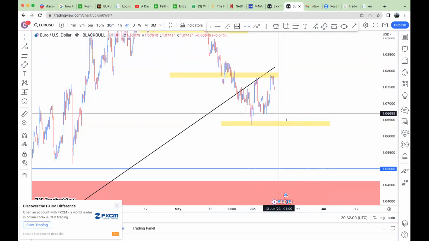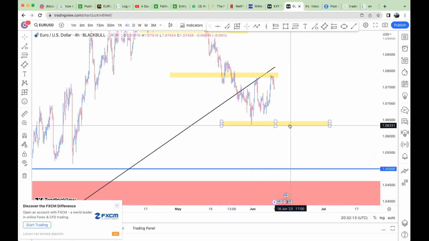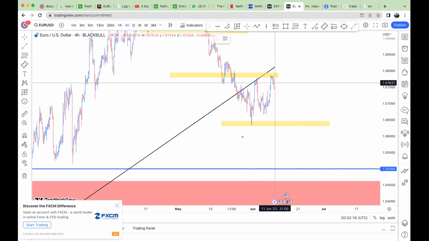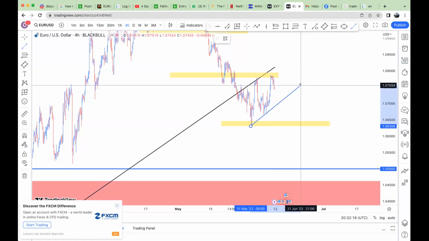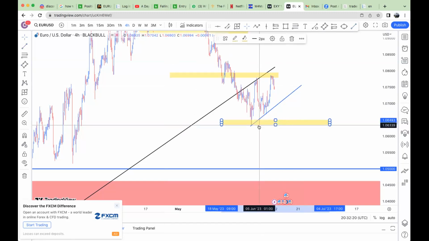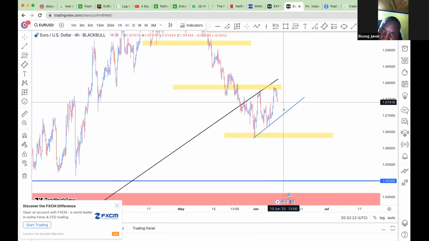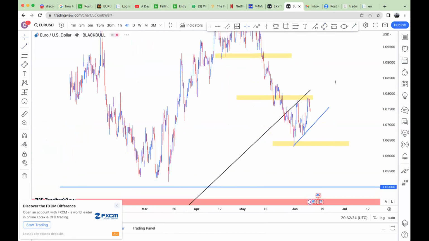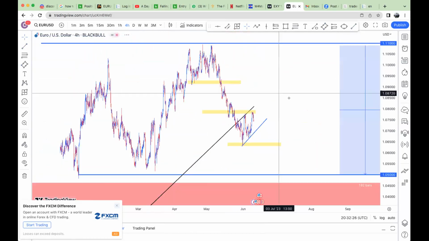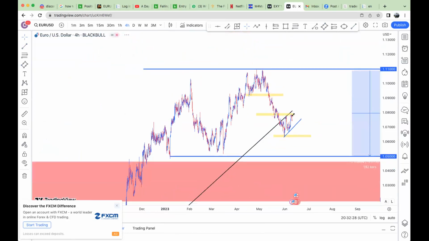So I expect this market to sell either to this other block or to this place. But it's definitely still selling further. That's my analysis on this market. It's going to sell further for Monday.